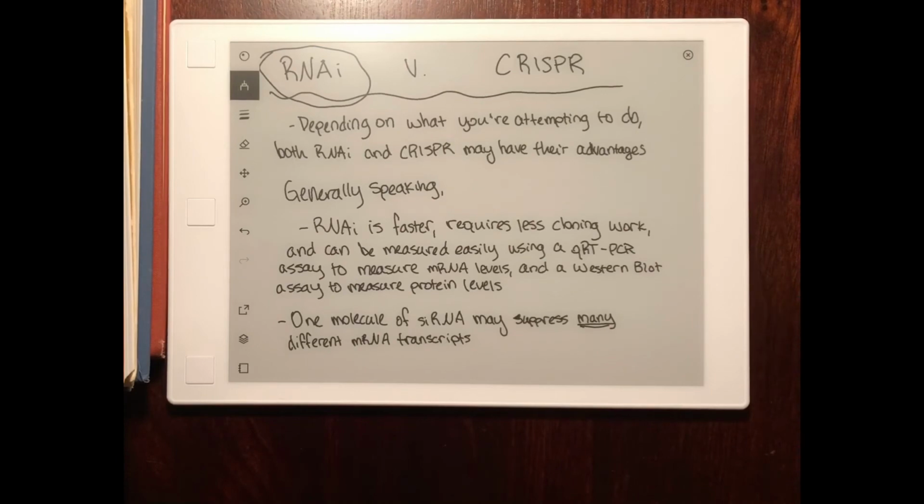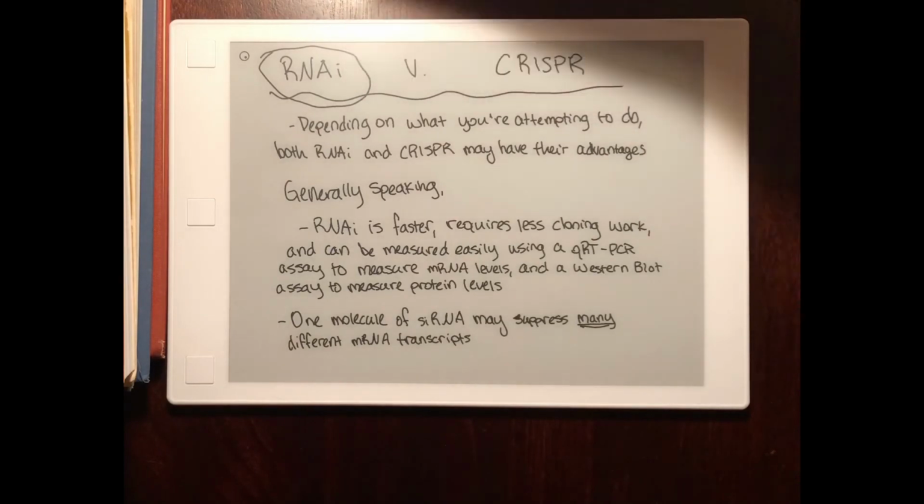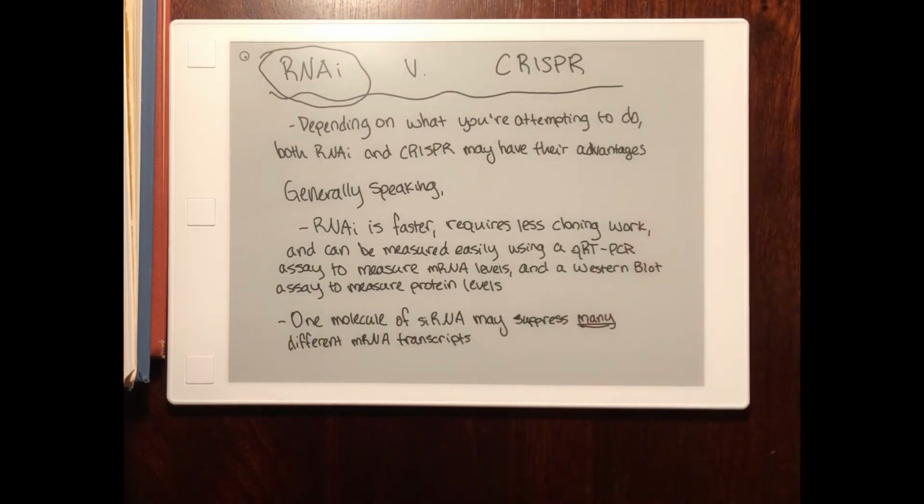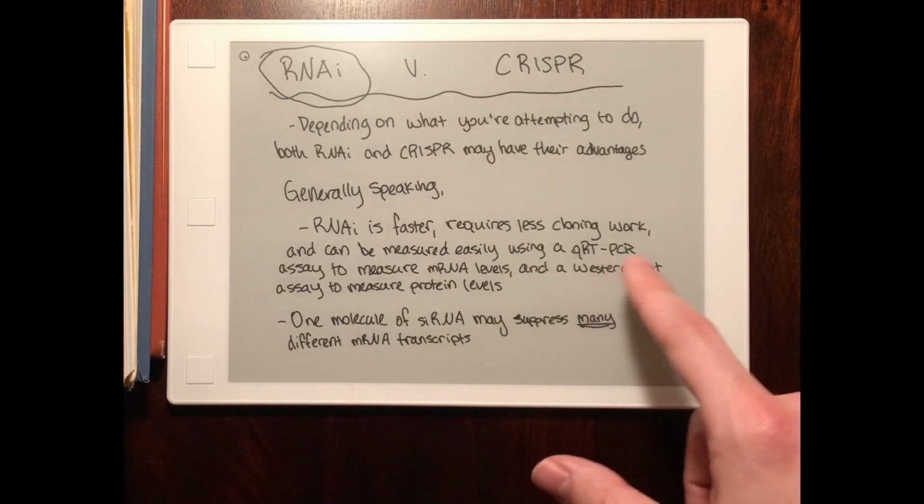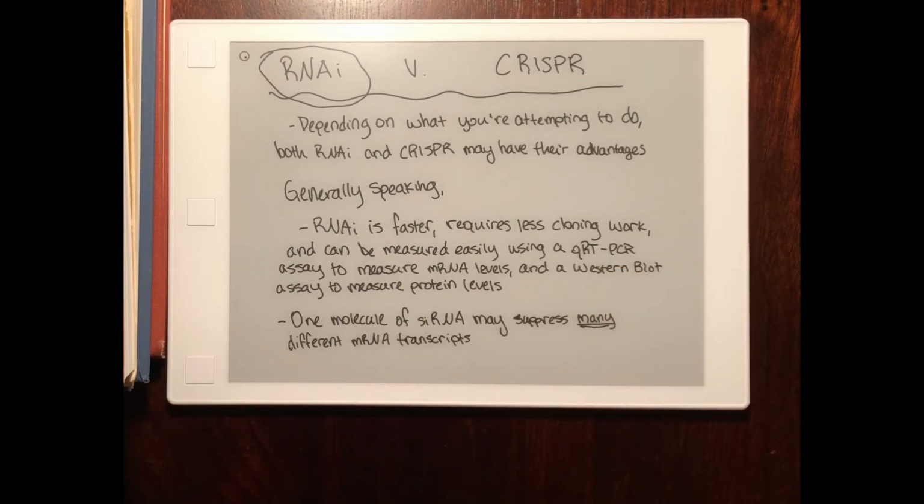When trying to determine which one of these gene editing techniques would be better, it really depends on the experiment that you're running and what you're attempting to do. In this case, I would choose RNAi, simply because, generally speaking, it's faster, it requires less cloning work in the lab, and the results can be measured fairly easily using a QRT-PCR assay, which would measure your RNA levels, or a Western blot assay, which would measure your protein levels.